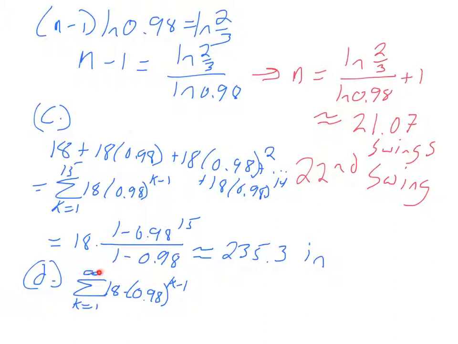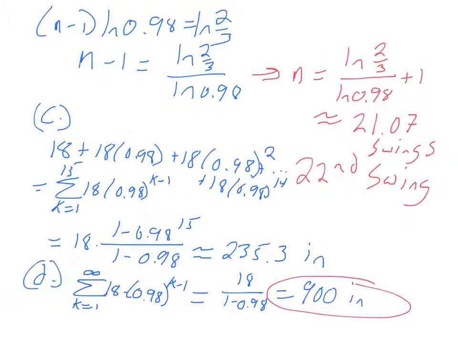And the reality is, once you get to a certain point, the swings are going to be so small that they're really adding little to the distance anyway. So effectively, how far has it swung? Because we know that this is a converging series, we can use the formula a sub 1 over 1 minus r, which is 18 over 1 minus r. And that'll get 900 inches. So the total distance swung is going to converge to 900 inches as the number of swings goes off to infinity, because it's slowing down over time.